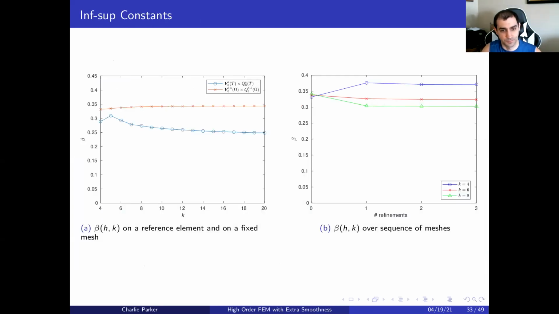Right, so if we look at the actual values of the inf-sup constants, we've proven they're uniformly away from 0, but you see that they're around 1/4 on the reference element, and they're even higher on an actual mesh. And as you refine the mesh, they really don't change after one refinement.